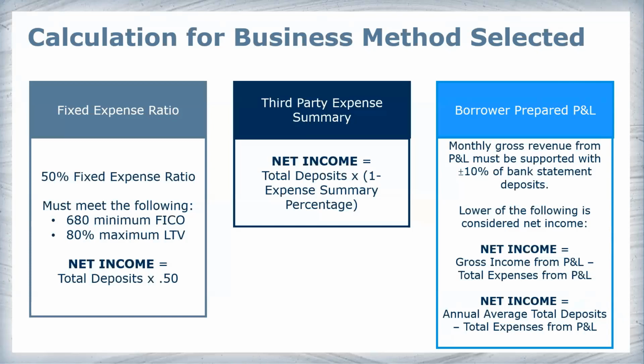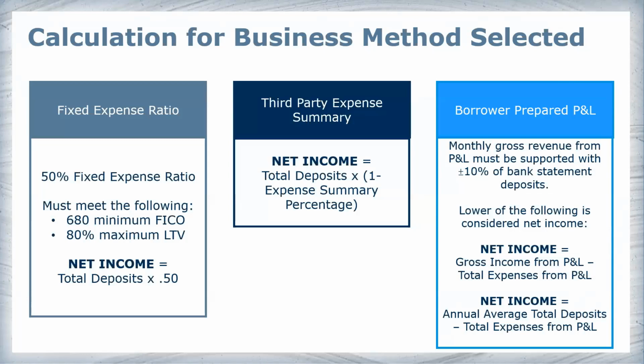Your second is your third-party expense summary. So for your net income, it's the total deposits times your expense summary page. The third is the borrower prepared P&L. And there are a couple of steps here.